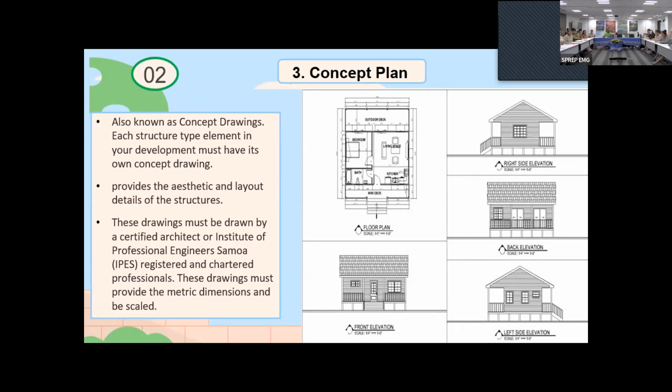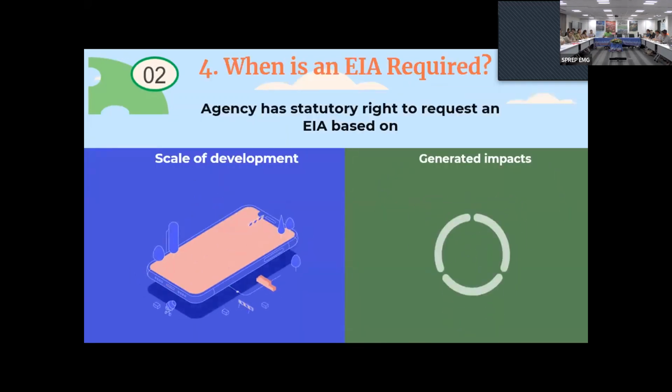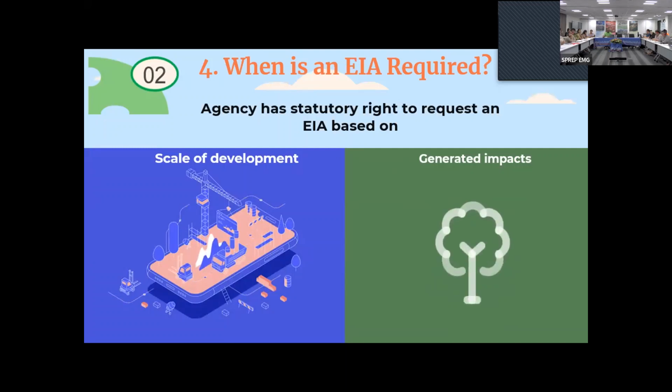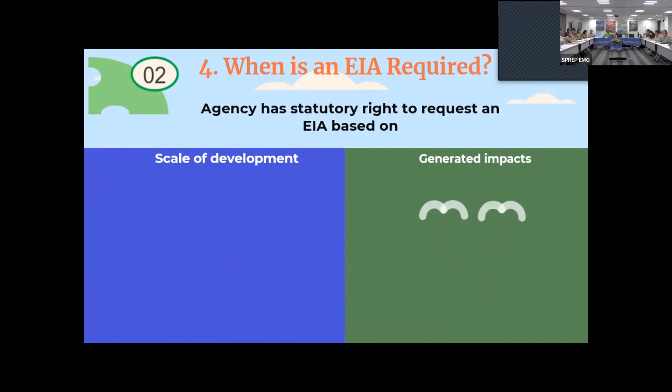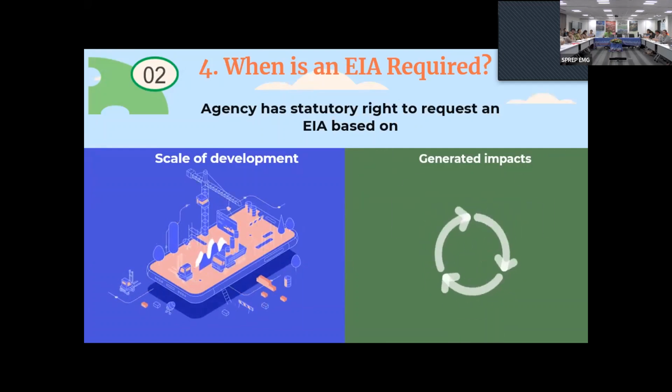All right. So this is number 3. Number 1 was land documentation. Number 2 was our site plan. Number 3 is our concept plan. Now, the 4th type of documentation you can need for your application process is an EIA, but this one is special. It's because you may not need one, and the fact of you needing one is determined by the agency.